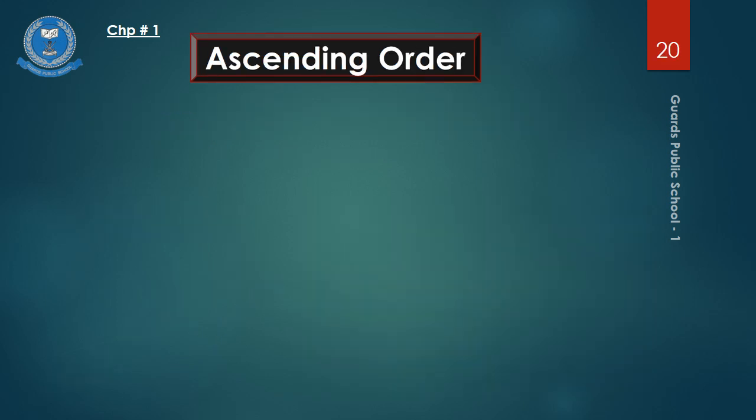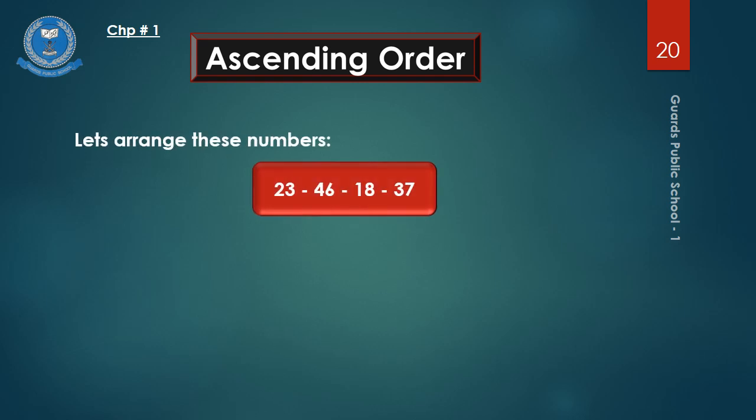For more understanding, let's arrange these numbers in ascending order: 23, 46, 18, 37. Now students, recall your previous topic, greater than and less than. What did we do to recognize the smaller number? Yes, we saw the tens number first. Can you see the smallest tens number? Right, it's 1. So we take 18 as the smallest number.